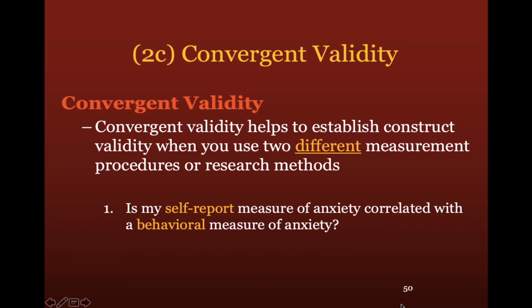So if our self-report measure of anxiety, so I say I'm anxious, and people report that I'm looking anxious, that would give me confidence that my self-report measure is actually capturing anxiety. The key here is that you have two different types of measurements. So one is self-report, one is behavioral, right? So that's the important component when you're talking about convergent validity.